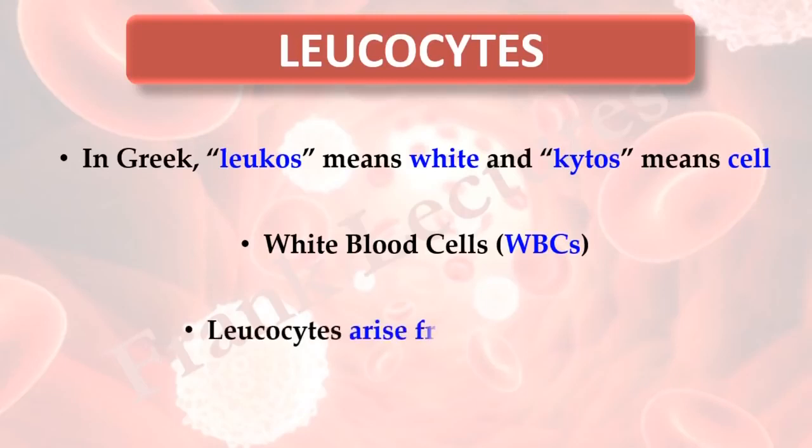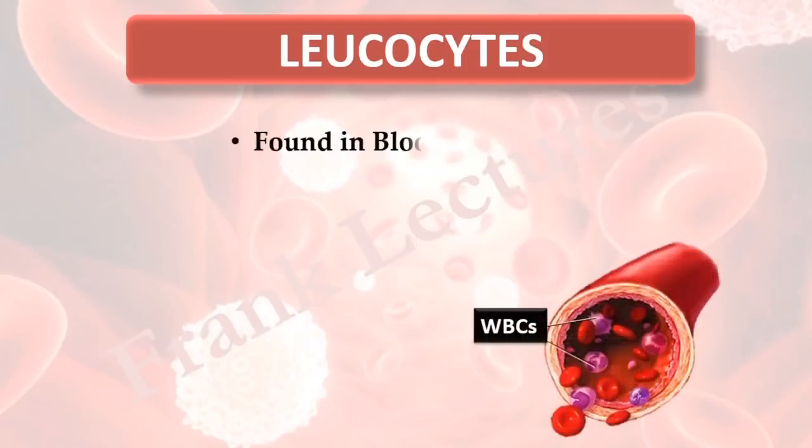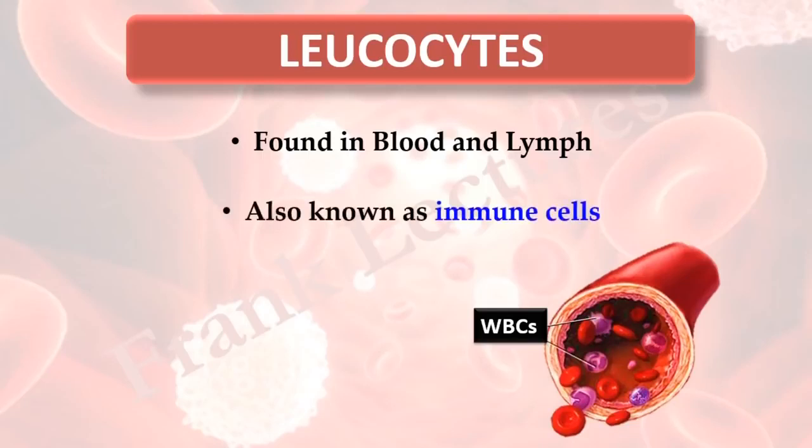Leukocytes arise from bone marrow. In the bone marrow, most of these cells develop as well as mature. Leukocytes are found in blood and lymph. Thus, they are dispersed throughout the body. Leukocytes are also known as immune cells.